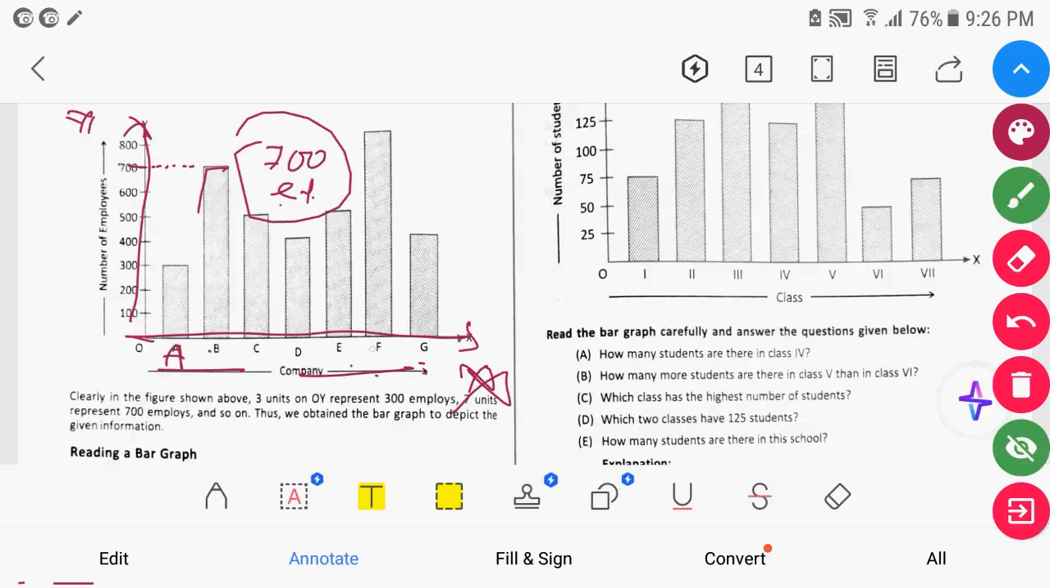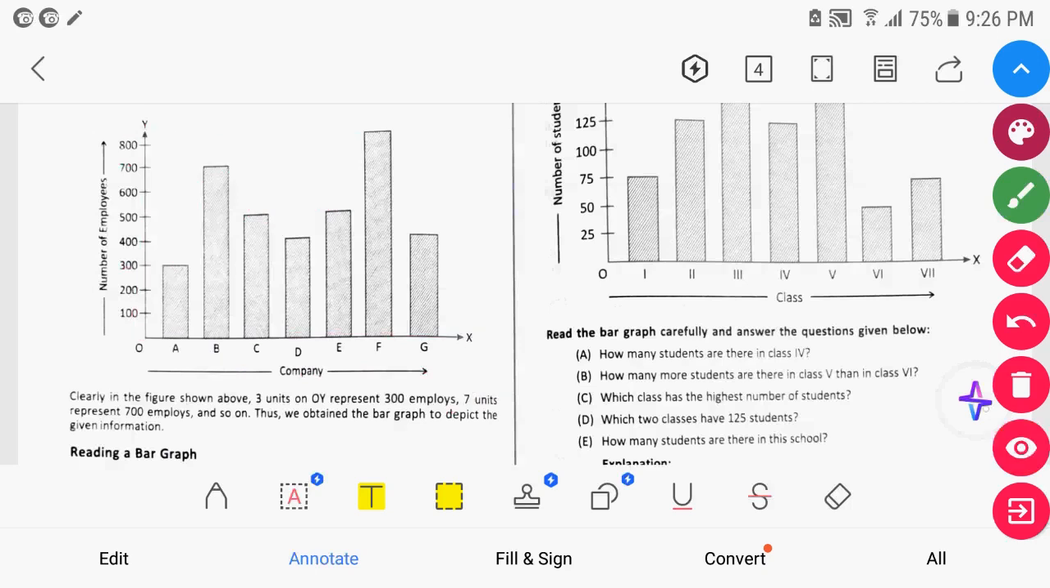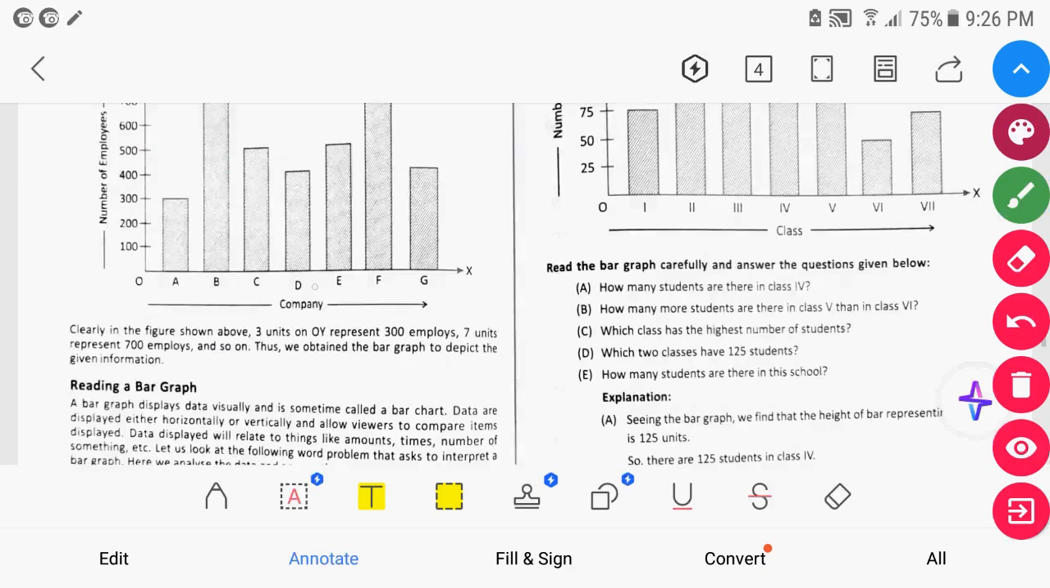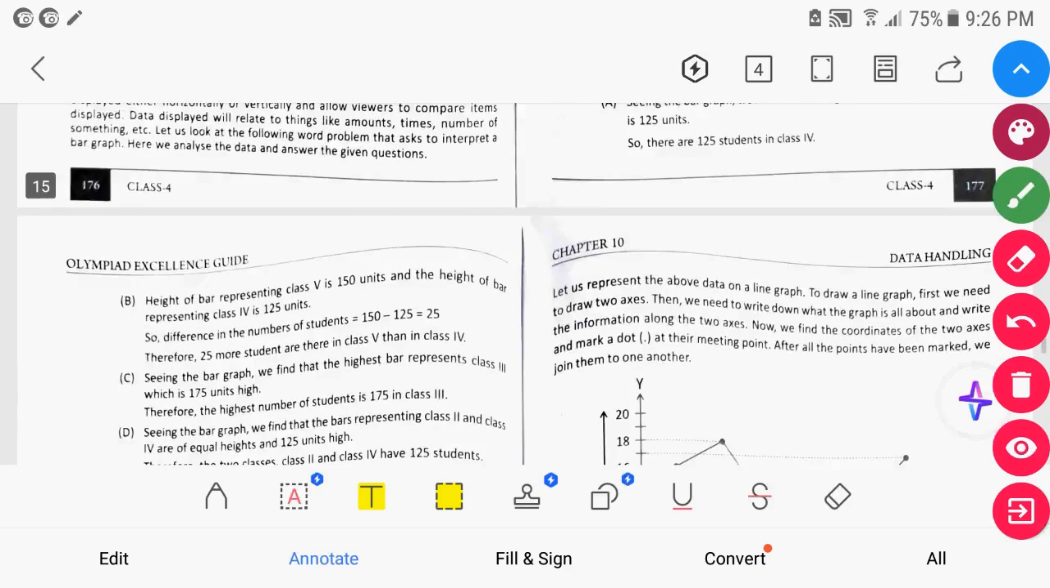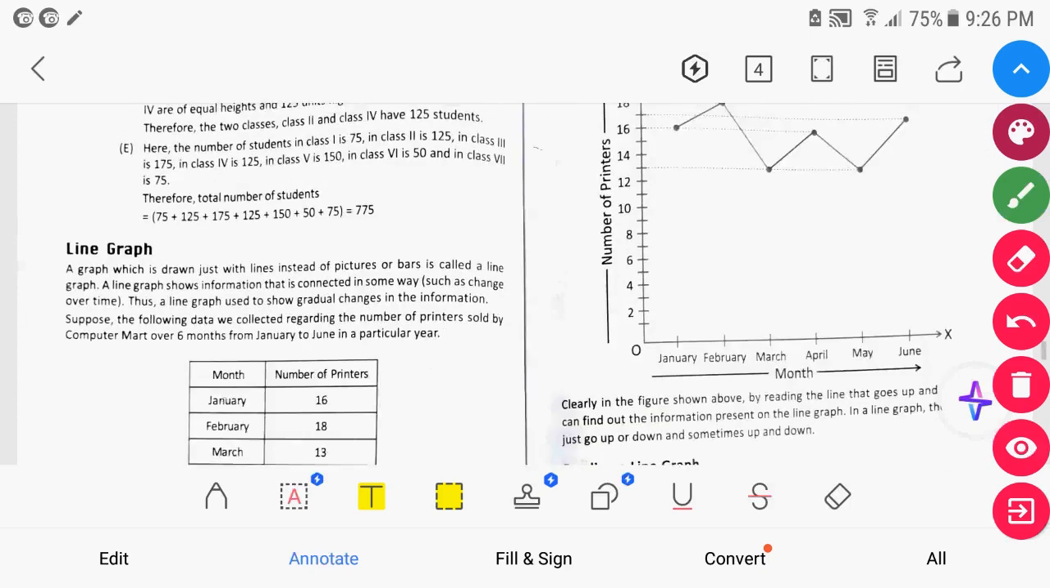Now, if they ask us how many employees are working in F, and the difference between F and A, first know how many are working in F, that is 900, and in A, 300. So the difference is 600. Like that you have to answer the questions given in the question paper. Okay, this is the bar graph.